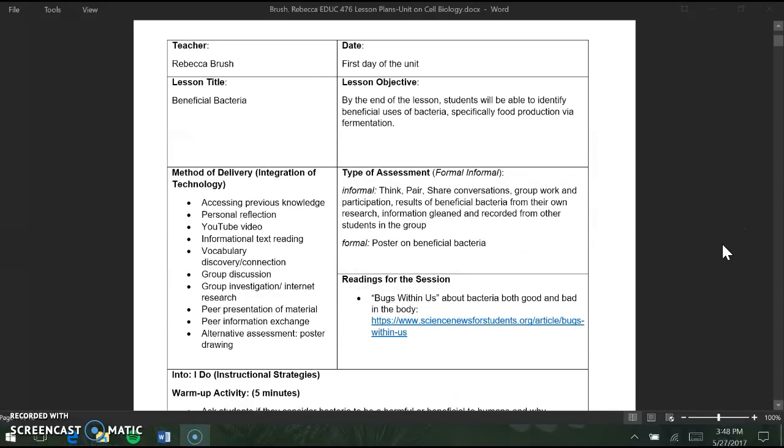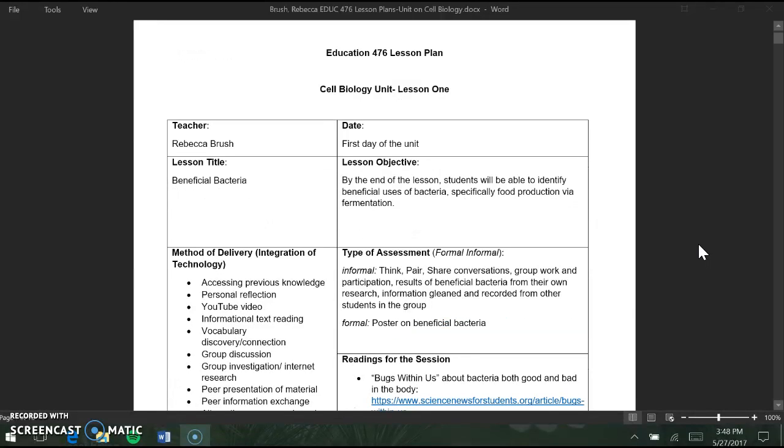So this first one is beneficial bacteria. This is where we're going to introduce the topic. I would just want them at the end of this lesson to identify beneficial uses of bacteria, specifically in food production via the fermentation process. Because we're going to be doing a fermentation lab where they created their own yogurt, it was important that they understand that this is a specific subset of bacteria.